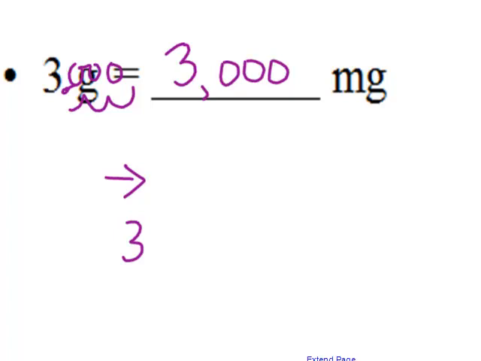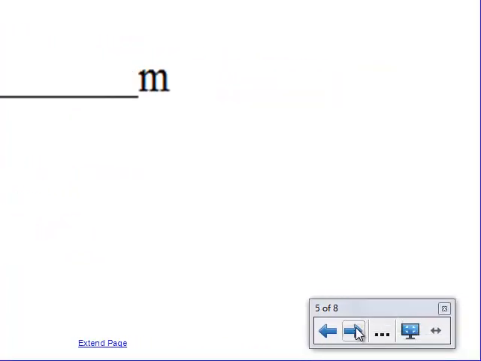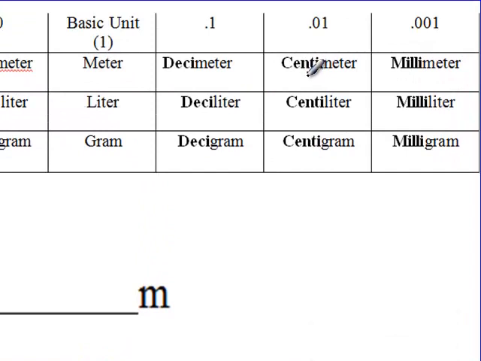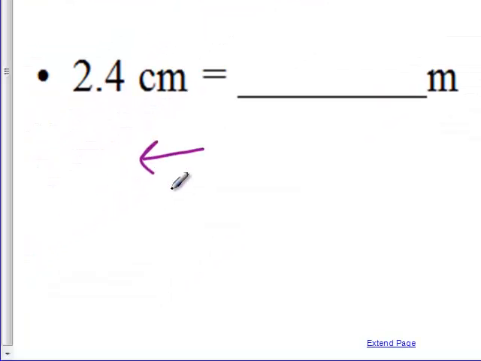Let's try another one. We have centimeters to meters, so centimeter is right here. And we're going to be going to meters, so that's 2 places. So we're going to be going this direction. We're going to be moving 2 places. So we start at our decimal point, and we move it 2 places in the right direction. And then add a 0 for that empty spot.